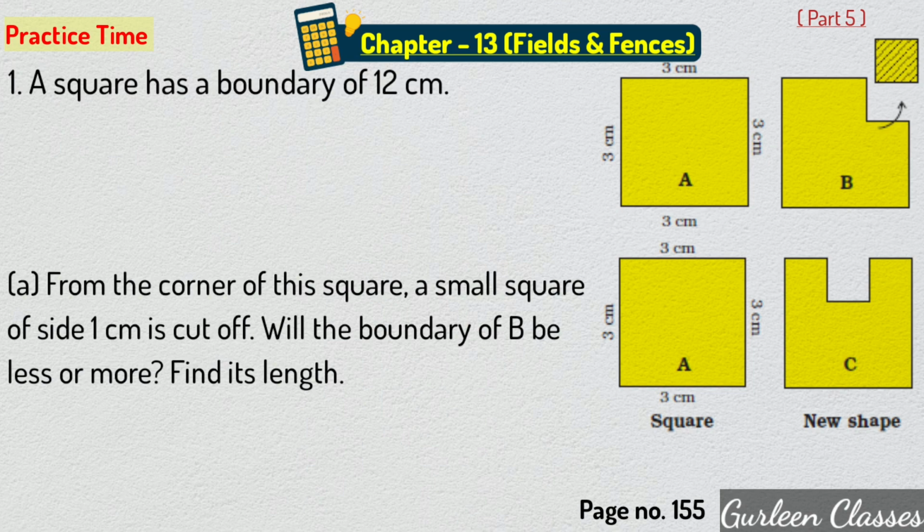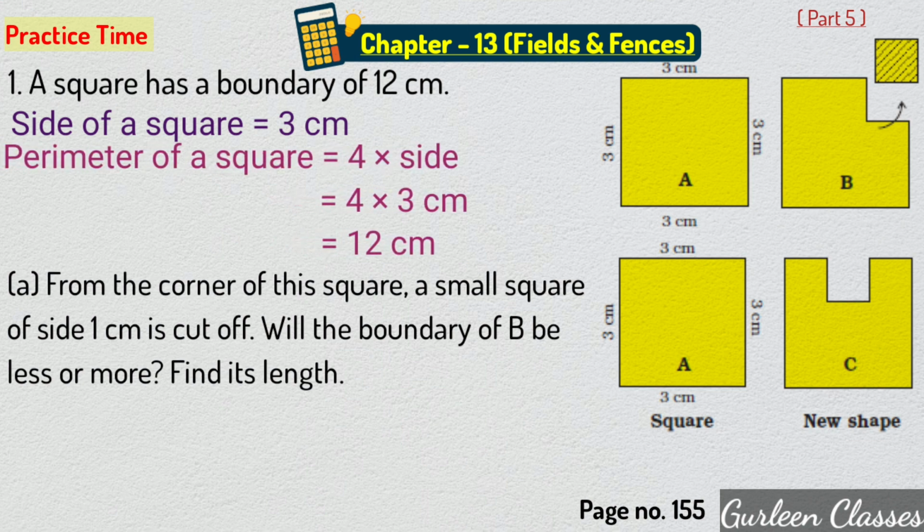Now practice time in your book, page number 155. Question number 1. A square has a boundary of 12 centimeter. Students, I told you earlier what is the property of a square? That all the 4 sides are equal. Here you can see in this figure the side is 3 centimeter. What is the formula for finding the perimeter of a square? 4 into side. So 4 into 3 centimeter is 12 centimeter. So here the length of the boundary is 12 centimeter.